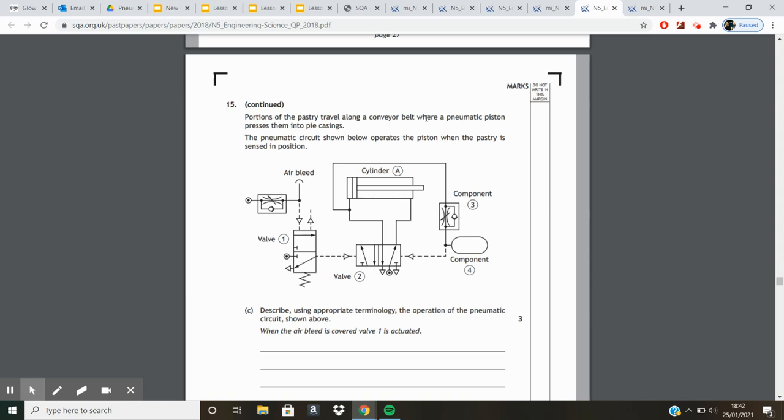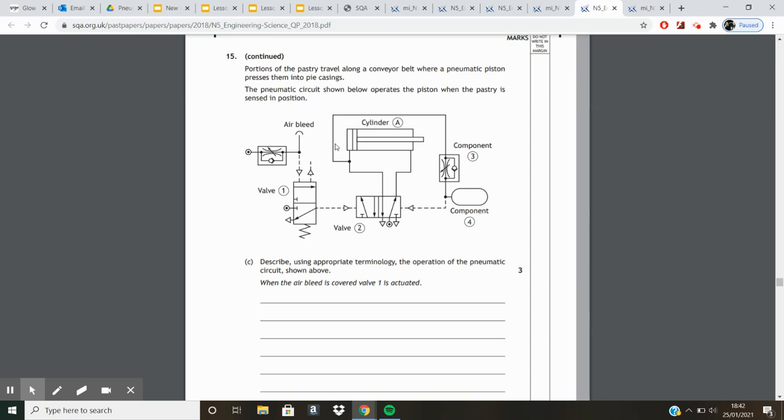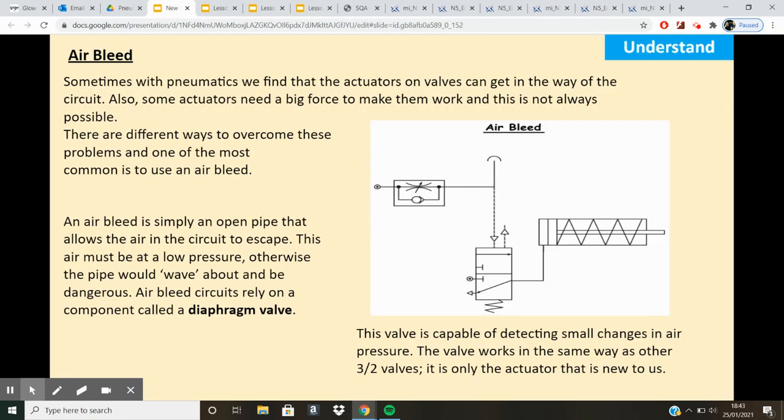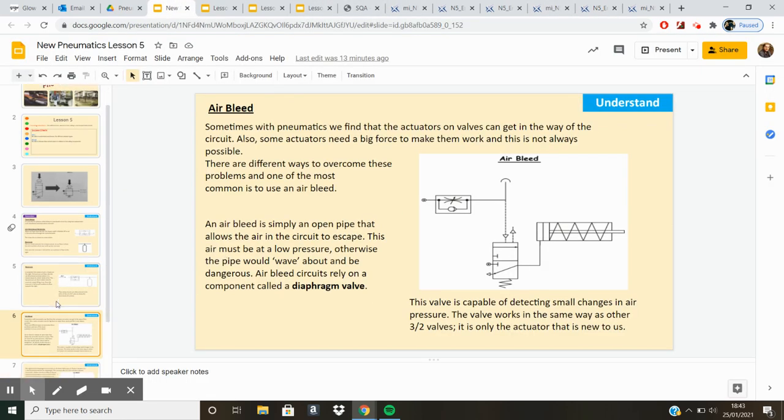Portions of the pastry travel along a conveyor belt. And basically, when the pastry is sensed, it'll be pushed into a wee container. And the pastry blocks the air bleed. It will then allow the air to come through and push this cylinder, or push the pastry away. And that's what it's for. The air bleed can be blocked, and then it will allow the next part of the circuit to run because of the pressure. So that's one way it will work.